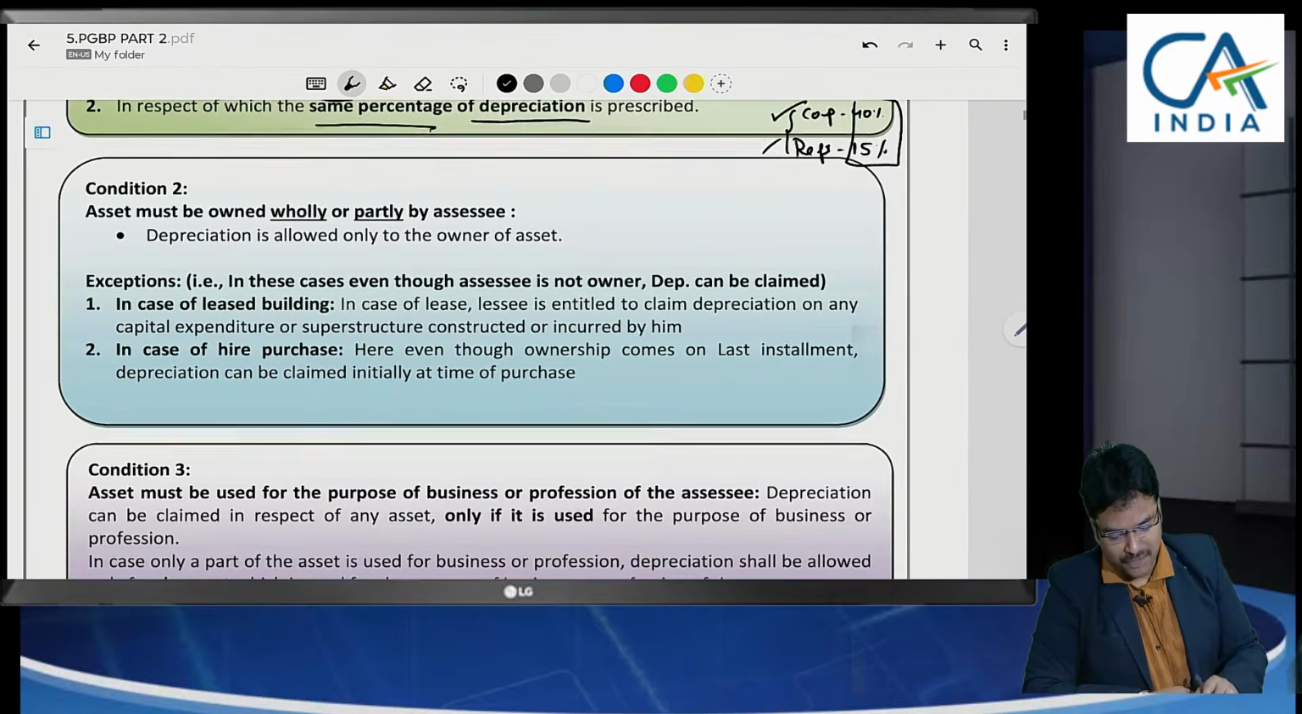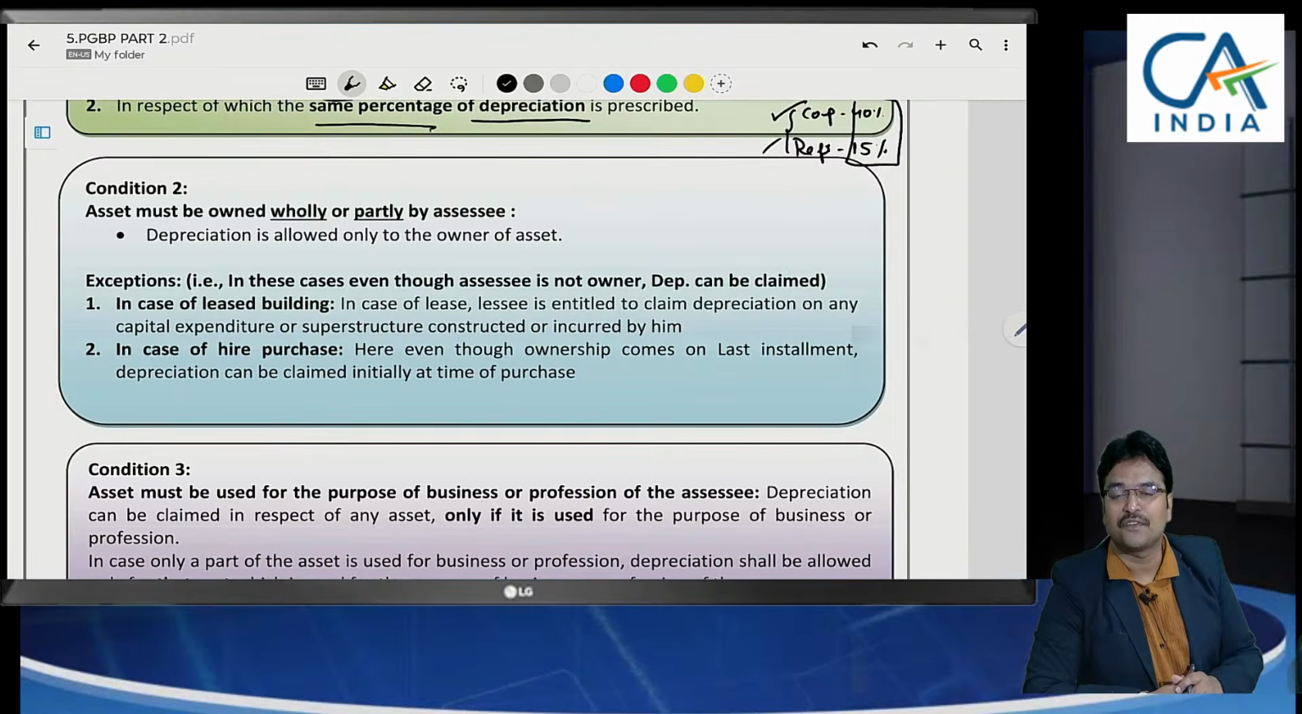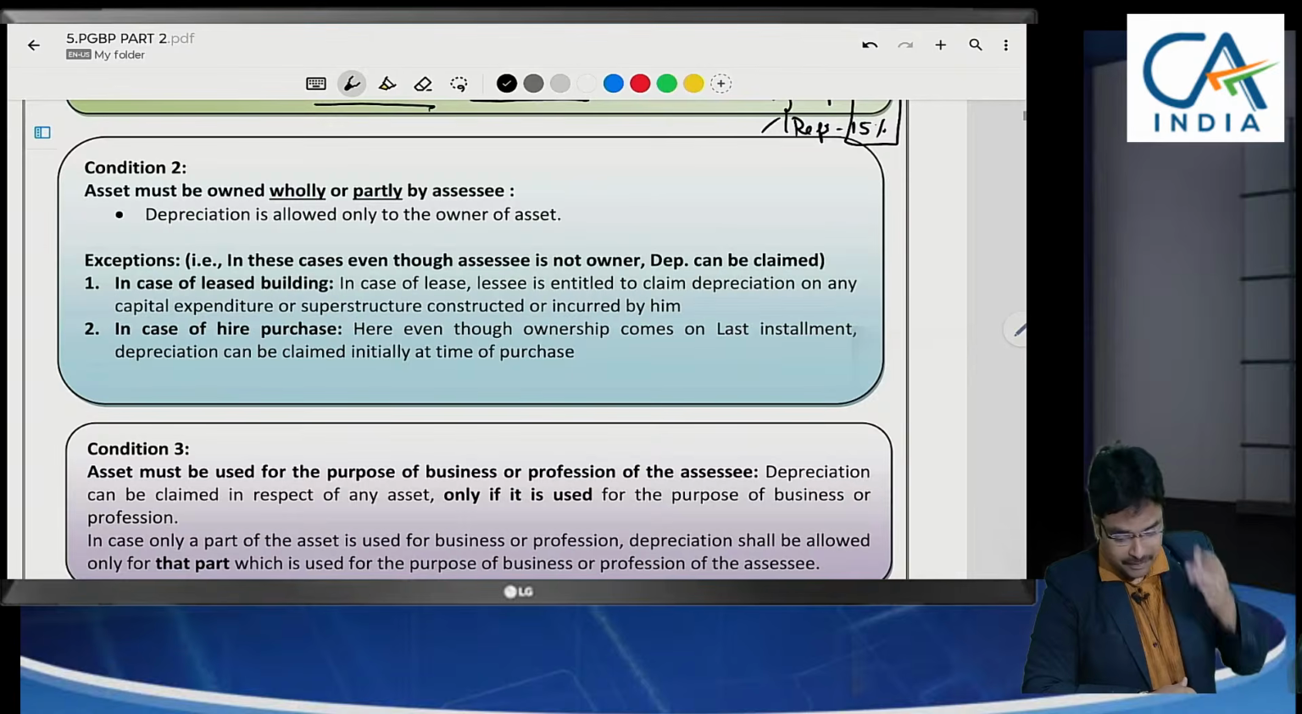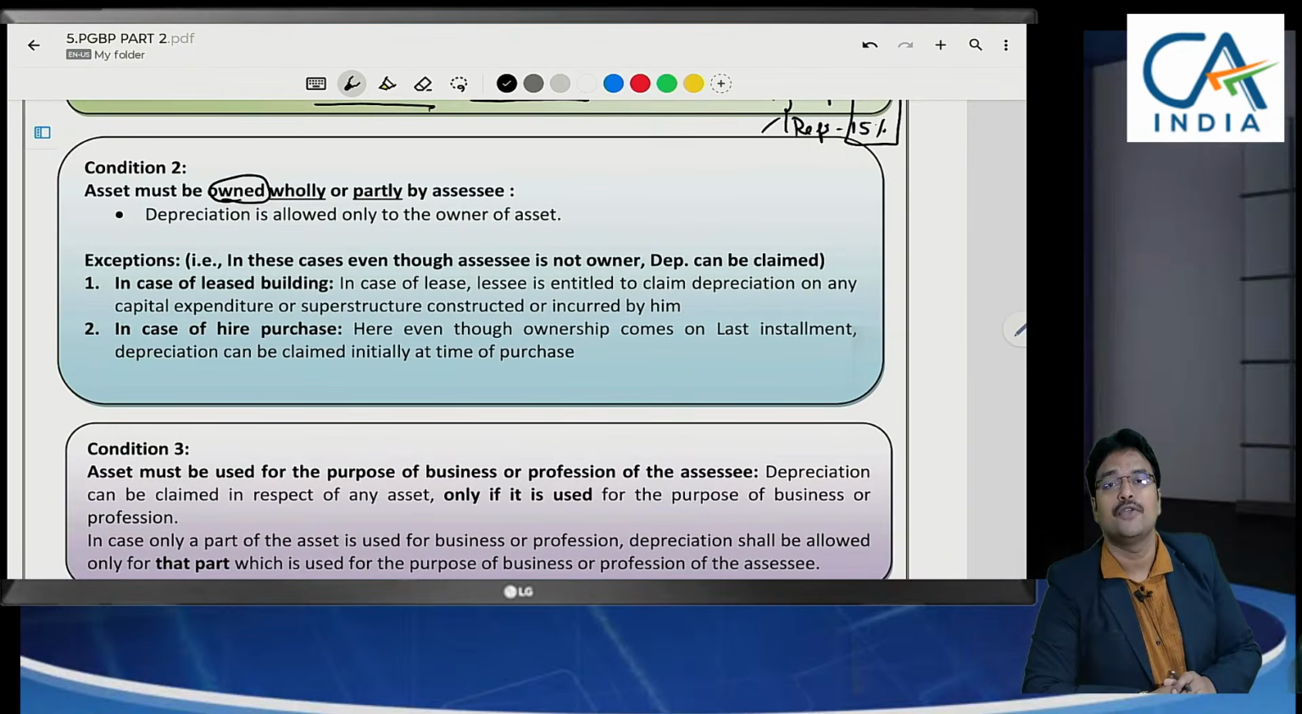So with no loss of time, let me enter into the second condition. So first condition is block of assets, same class of assets and same rate of depreciation also. Coming to the second one, asset must be wholly or partly owned by the assessee. Only when assessee is the owner, you can claim depreciation.